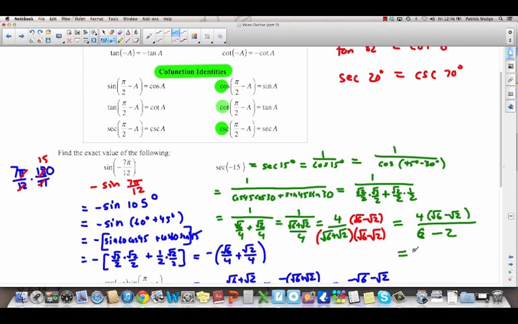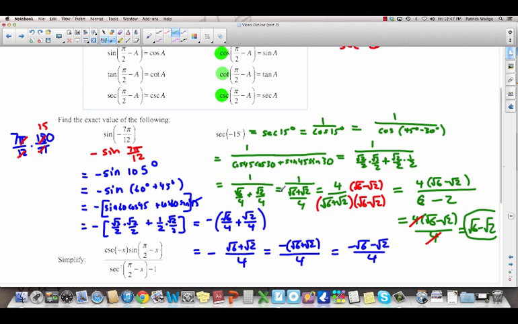So you end up with 4 (root 6 minus root 2) all over 4. Just like I thought. Those 4's cancel, and our final answer, squished in the corner here, is root 6 minus root 2. Final answer and exact answer for how much the secant of negative 15 degrees is.